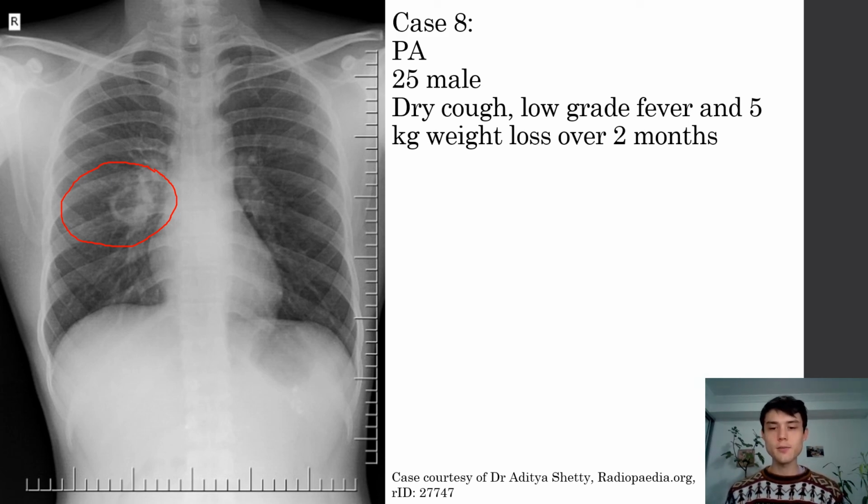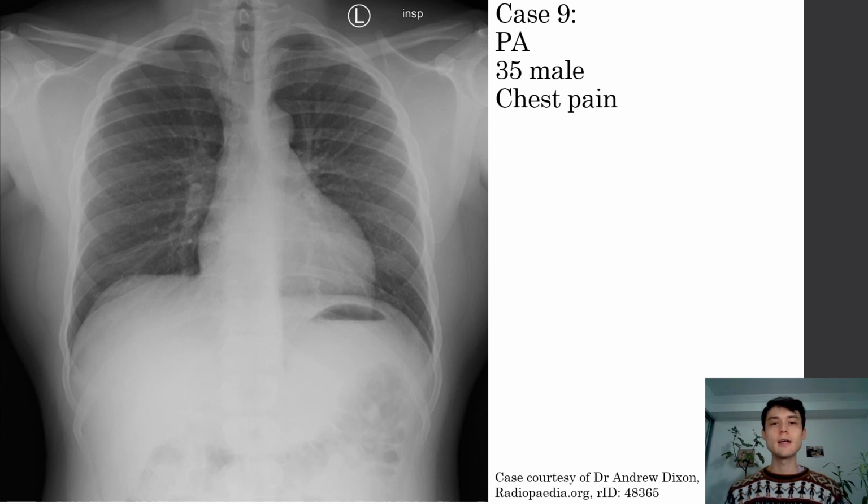Now this can be caused most commonly by an infective process, such as TB, and 60% of cavitating lesions would be infectious. But it can also be caused by malignancy, and can also be caused by autoimmune processes or even pulmonary infarcts. In case 9, we have a PA film of a 35-year-old male who presents with chest pain.